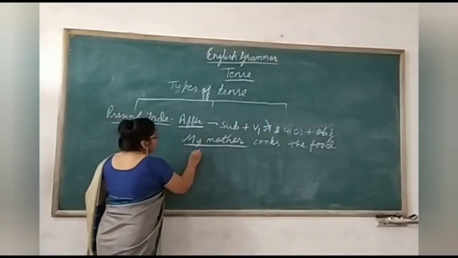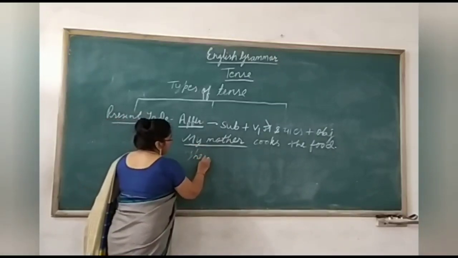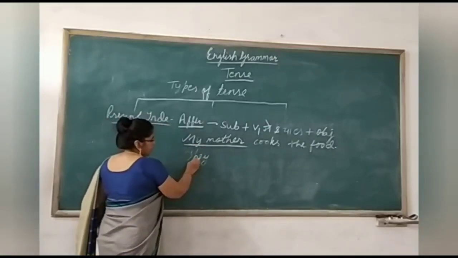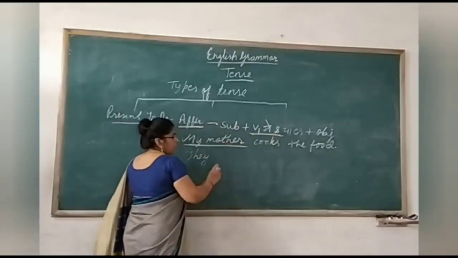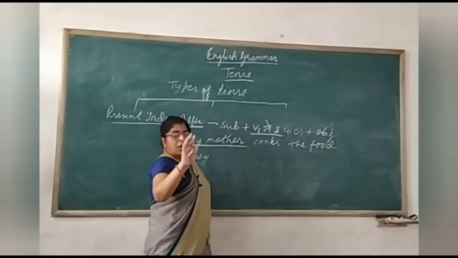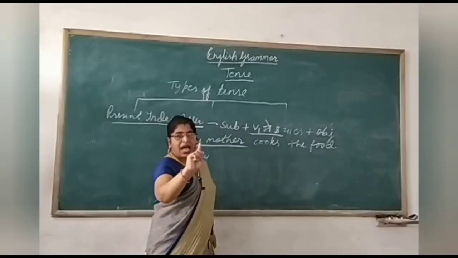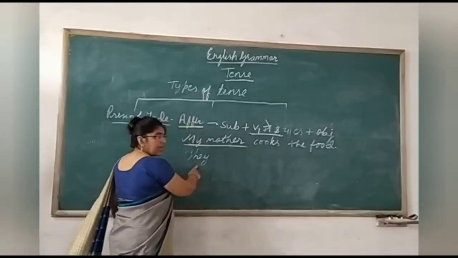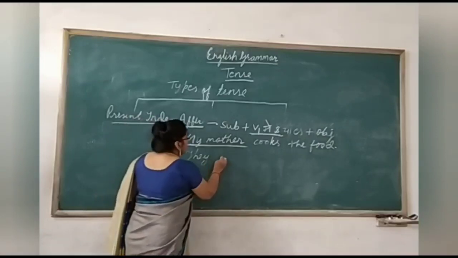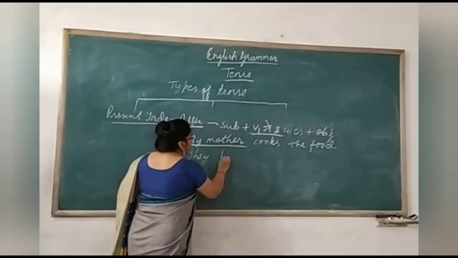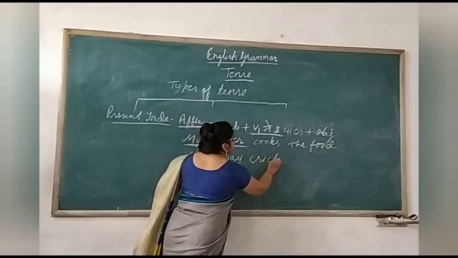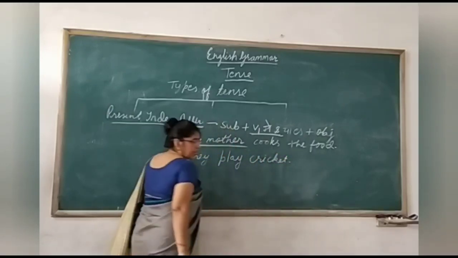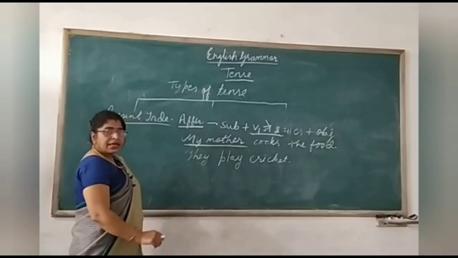Suppose that if I take the subject plural, they is plural, they, then the verb that will select here, that will be in first form. No S or ES will be added because your subject is plural. So here, suppose if I take the verb play, they play what? Cricket. This is your object part. Sentence is formed. Getting it?